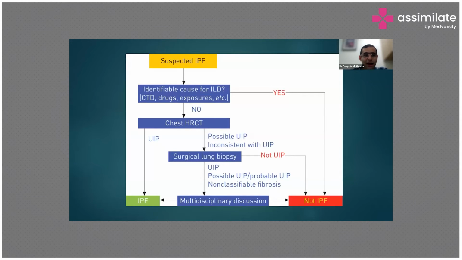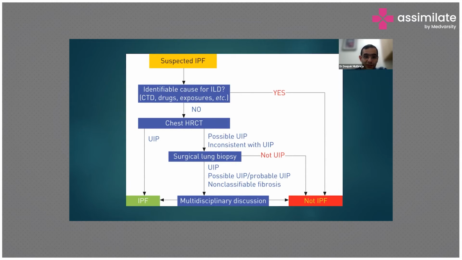In any patient of ILD, first you identify the cause, whether there is a history of connective tissue disorders, whether there are drugs or any kind of exposures. This gentleman had a history of smoking. Yes, patients who are smokers have a high propensity to go towards IPF. But we should rule out other etiologies such as CTDs, drugs, or if the patient is exposed to some kind of environment, like there are pigeons nearby. One of the most important causes of ILD in India is hypersensitivity pneumonitis.